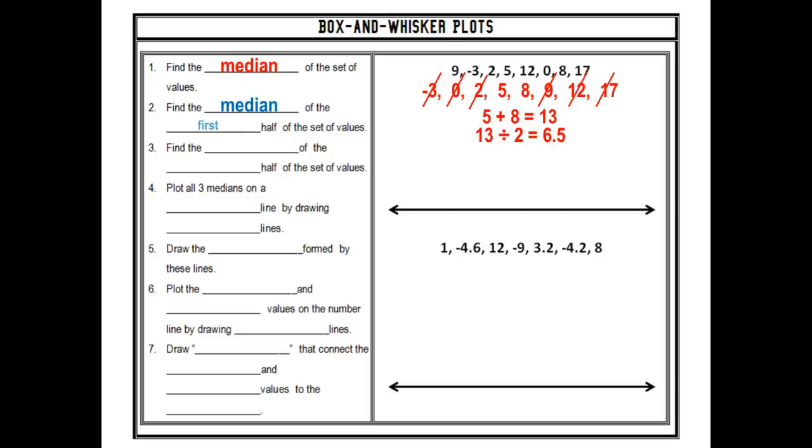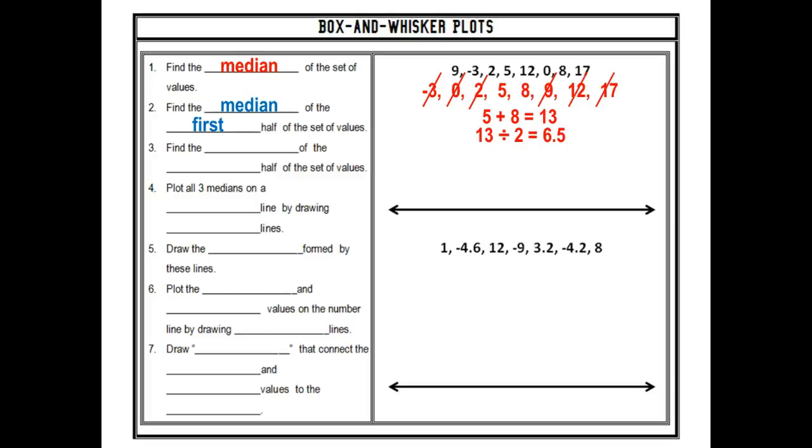I'm going to find the median of the first half of the set of values. First half and second half of the values changes depending on whether you have an odd set or an even set of values. In this case, we have an even set. So those two values, 5 and 8, that I just took the average of, I'm going to split them down the middle. So on the first half, I have -3, 0, 2, and 5. On the second half of my values, I have 8, 9, 12, and 17. We're looking at the first and second half of the values when they're in numeric order from least to greatest.